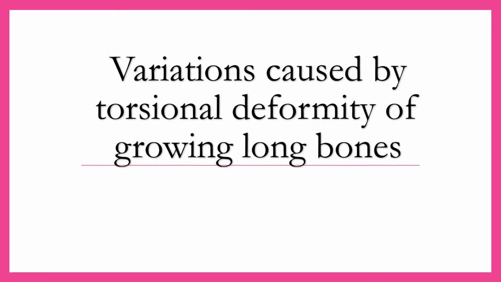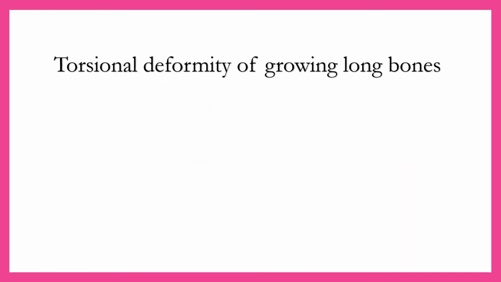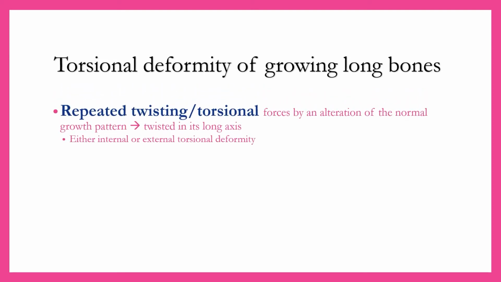Variations caused by torsional deformity of growing long bones. Torsional deformity of growing long bones usually results from repeated twisting or torsional forces altering the normal growth pattern. The bone is twisted in its long axis. It could either be internal or external torsional deformity. It may be due to prenatal intrauterine position or certain habitual sleeping and sitting positions.